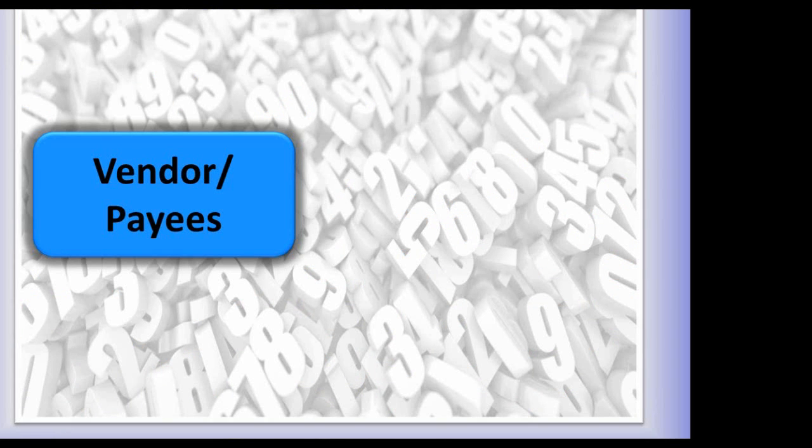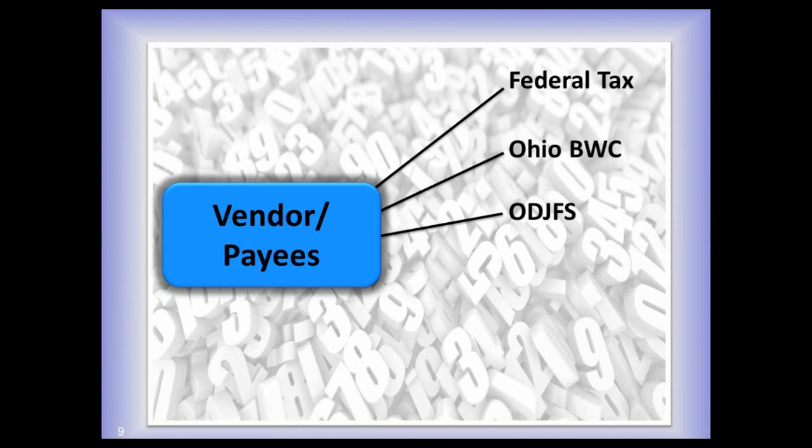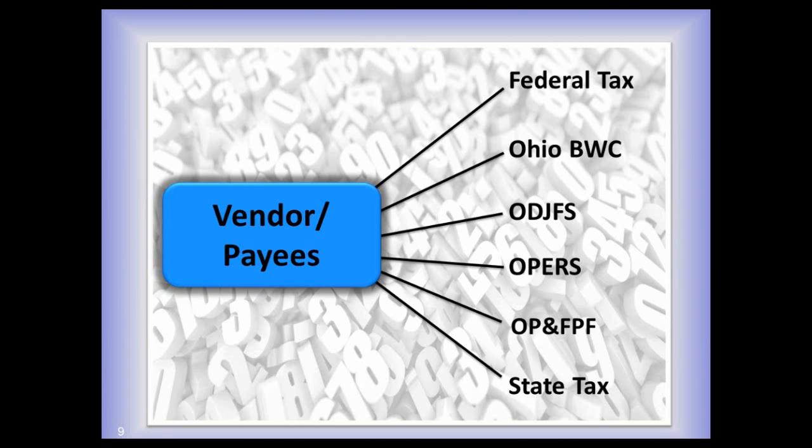Vendor payees for withholdings. All withholdings require a payee. There are 6 UAN preset payees for payroll withholdings. They are federal tax payee, and this includes federal tax, supplemental federal tax, Social Security, and Medicare. Ohio Bureau of Workers' Compensation, Ohio Department of Job and Family Services, Ohio Public Employees Retirement System, Ohio Police and Fire Pension Fund, and state tax payee, which includes state tax and supplemental state tax.